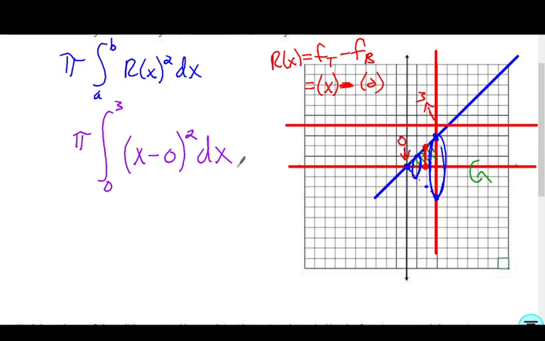Now, what makes it disks is that with my solid, there's no gap in this original area right here. See how there's no gap between my area and my axis of rotation. So this is sitting on my axis of rotation. Okay, so this is the disk method.